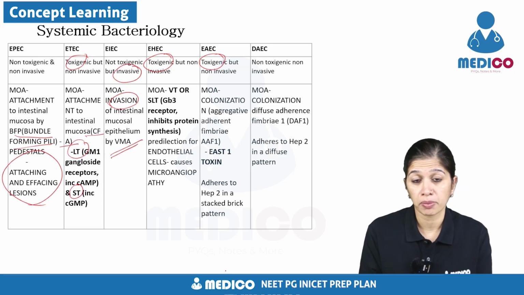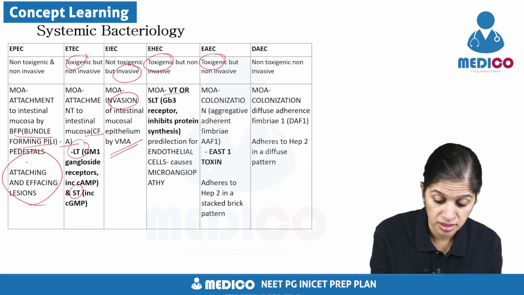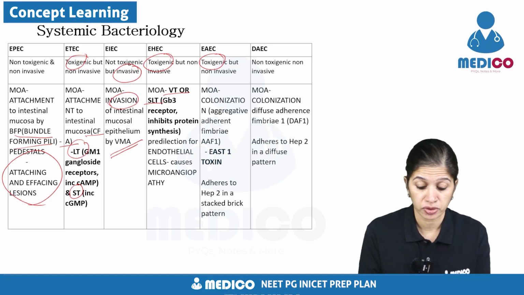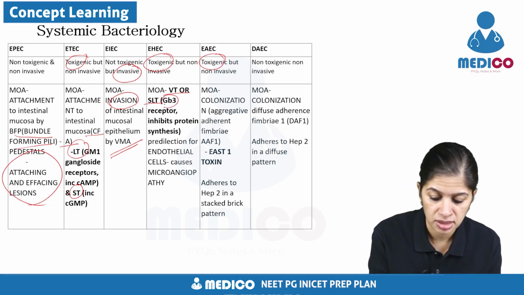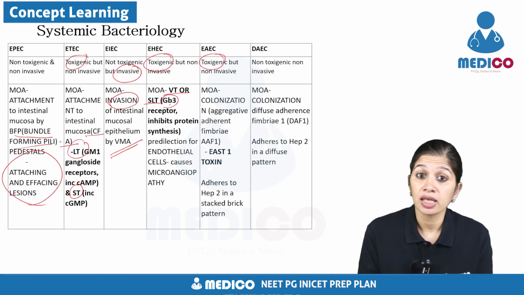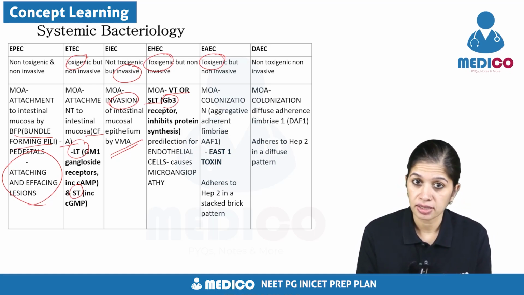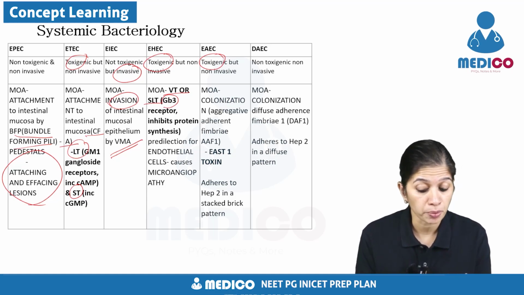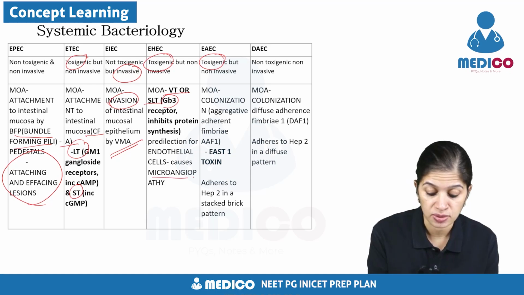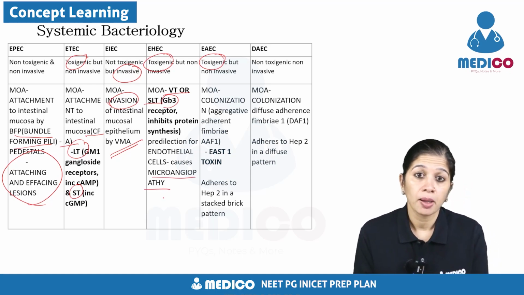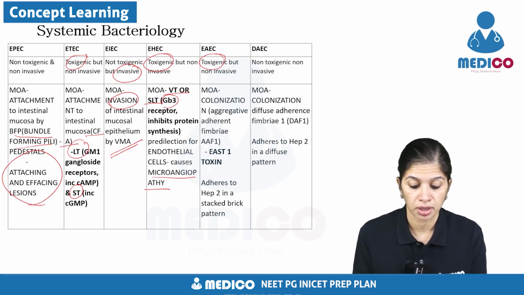Then comes enterohemorrhagic. It has got the verotoxin or the Shiga-like toxin, that is VT or SLT, that is the name of the toxin. It attaches to the globotriaosylceramide receptor, that is the GB3 receptor, and inhibits protein synthesis. So VT or SLT attaches to GB3 and inhibits protein synthesis. It has got a predilection for the endothelial cells that is responsible for the MAHA, microangiopathic hemolytic anemia. So it can even produce microangiopathic hemolytic anemia.